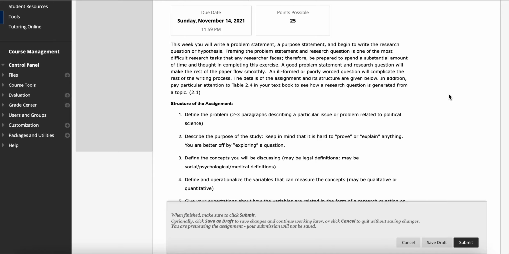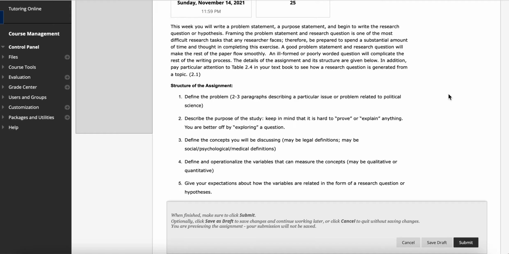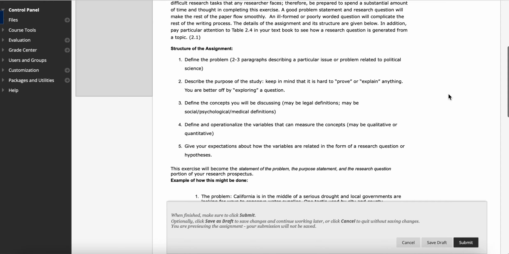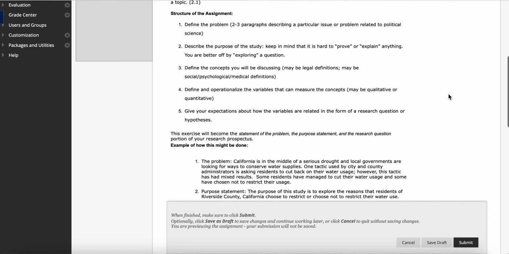4, define the operation of the variables that can be measured and the concepts. This may be qualitative or quantitative. And give your expectations of how the variables are related in the form of a research question or a hypothesis.